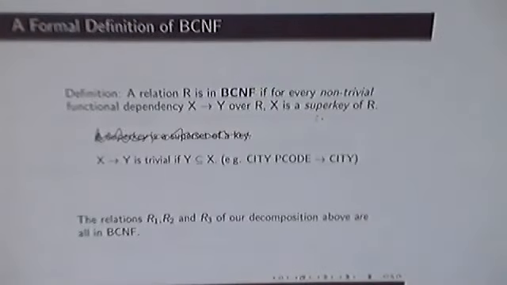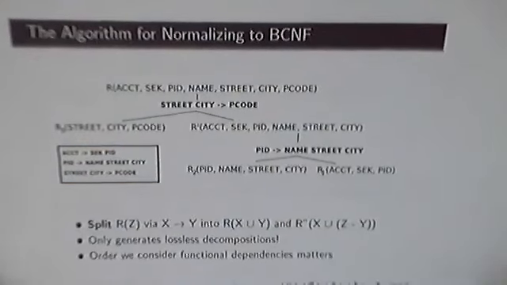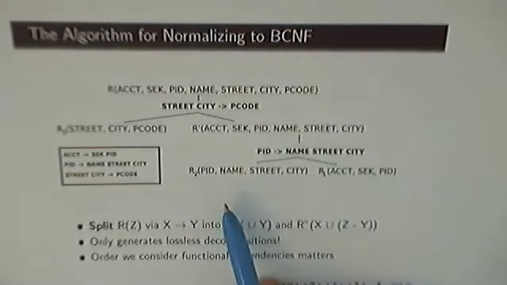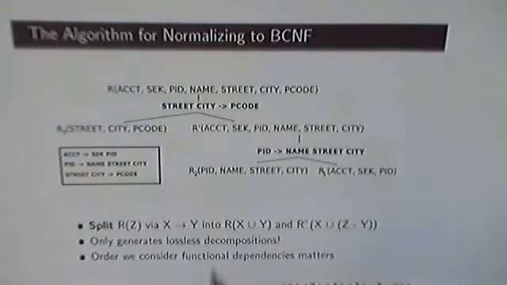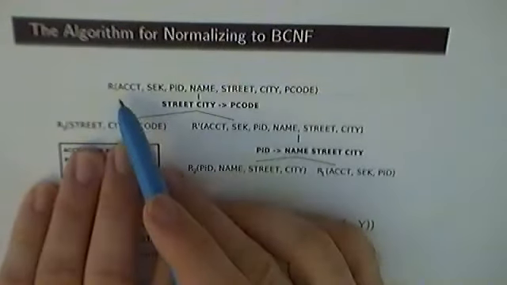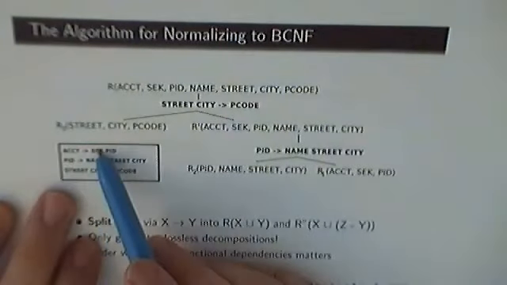This BCNF design. So here's the algorithm, and this is the simple version of the algorithm. There's lots of different versions of the algorithm. There's a version in the book, which I think is a little bit overly complicated. If you stick with this one, you'll always get the right answer. So basically, the way it works is you start out. If you recall, we started out with this big table, and then we have these three functional dependencies.